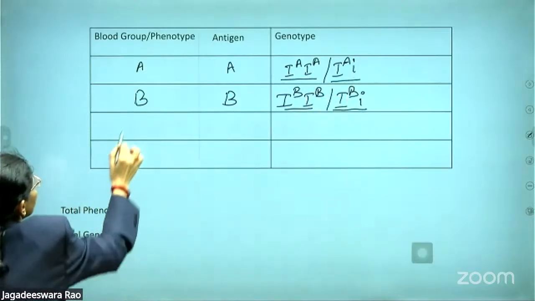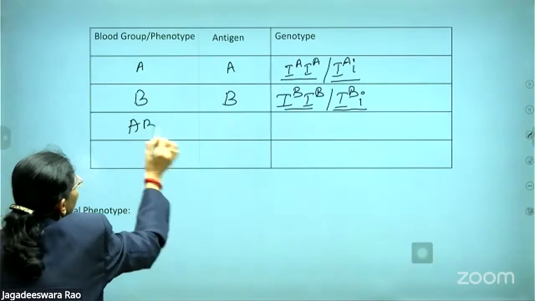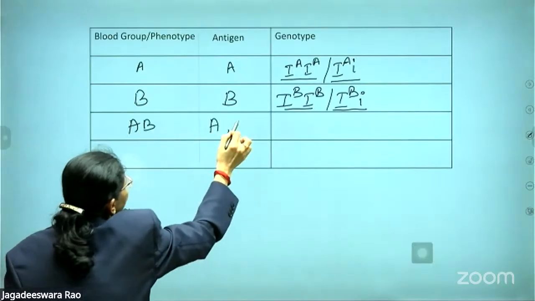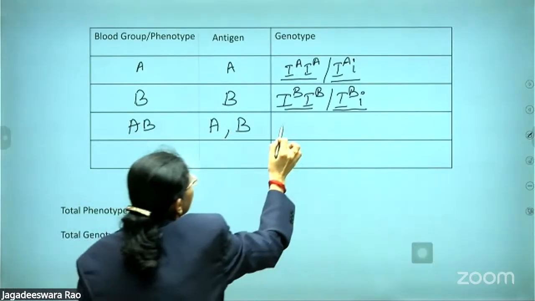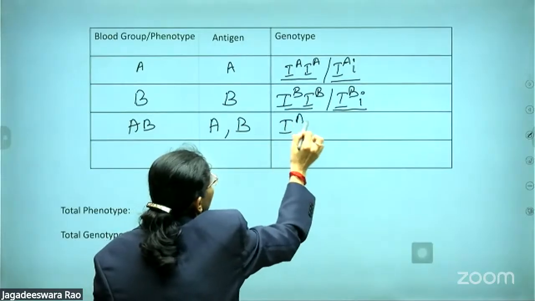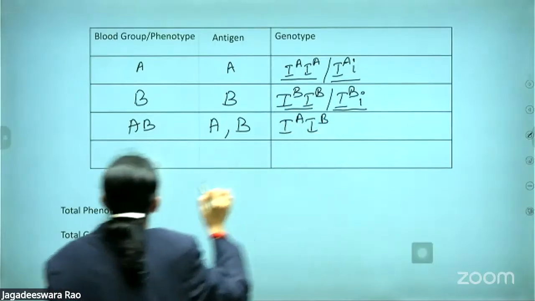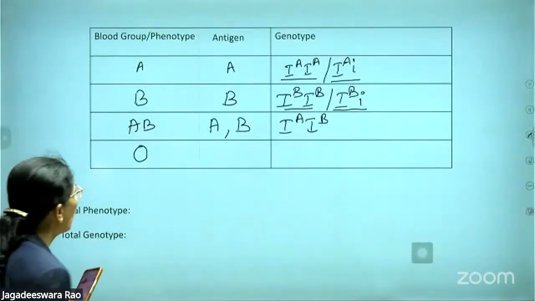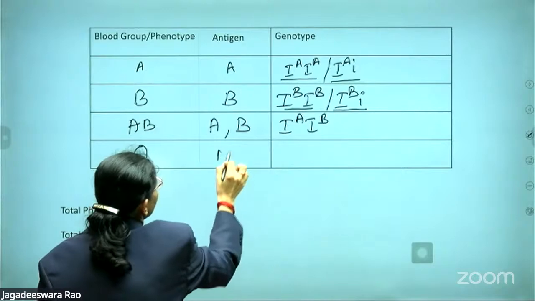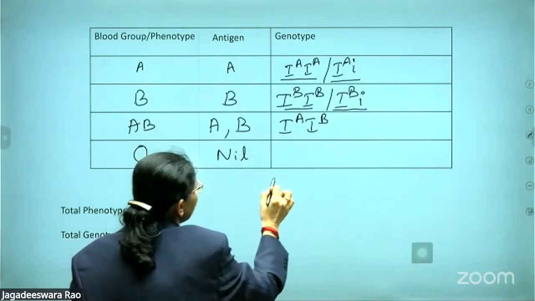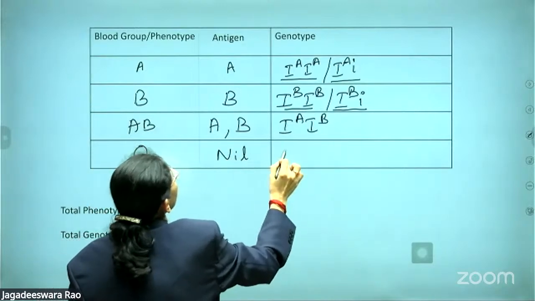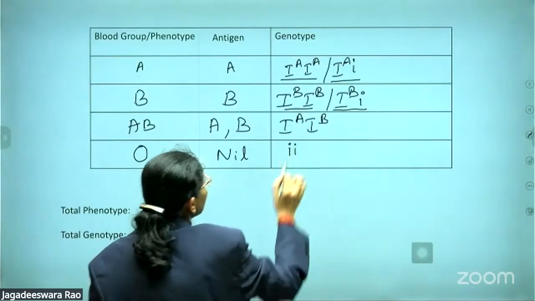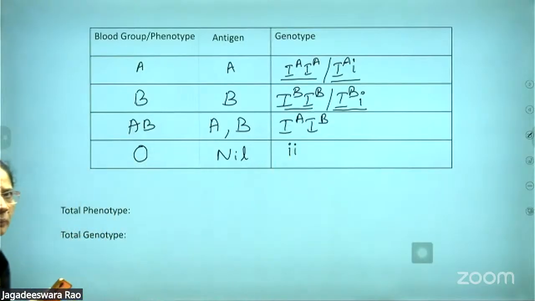Now next, AB blood group. Which are the antigens present? A and B. And here the genotype is IA IB. And which is the last group? That is blood group O. Which antigen is present? No antigen is present. Then what is the genotype? Small i. This much you need to remember, children.